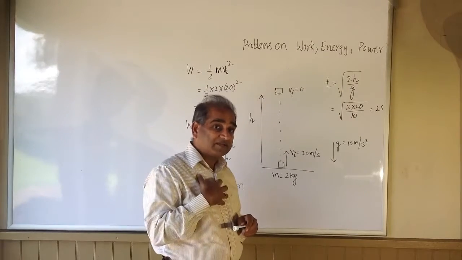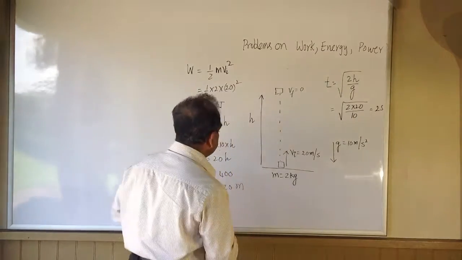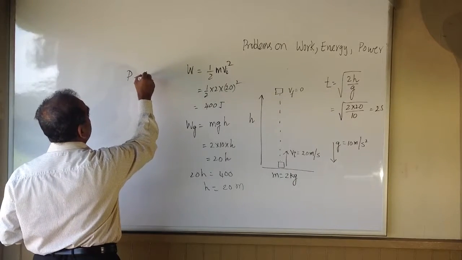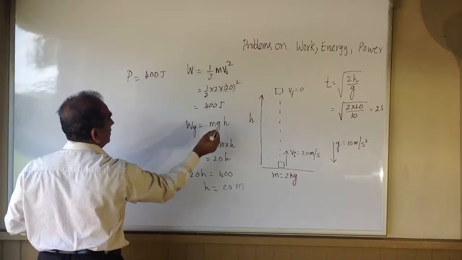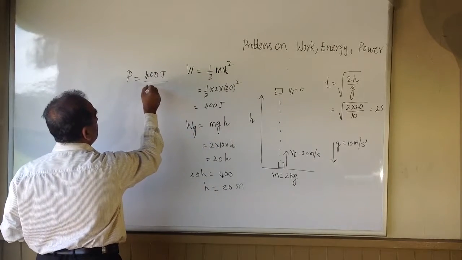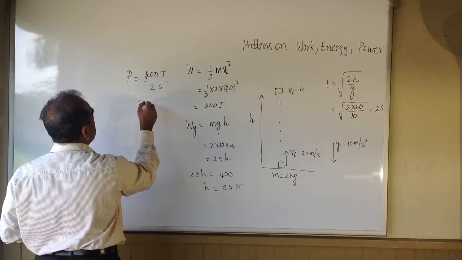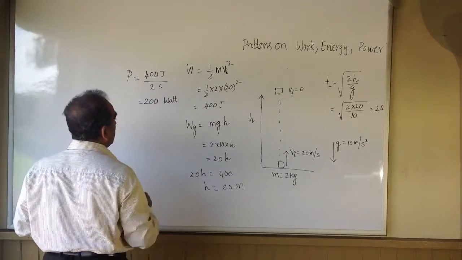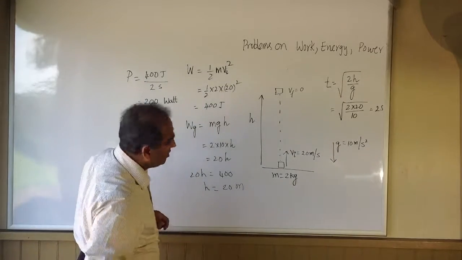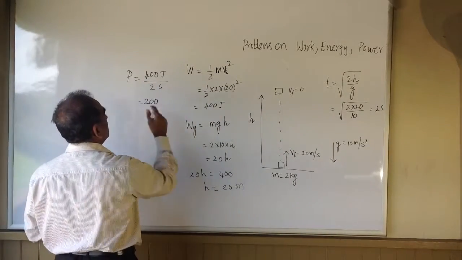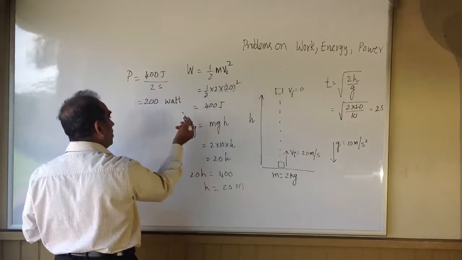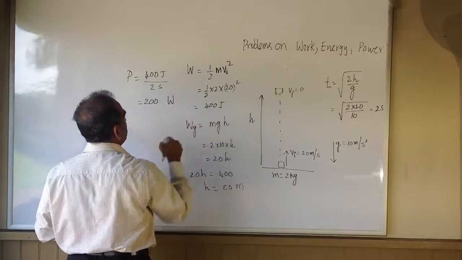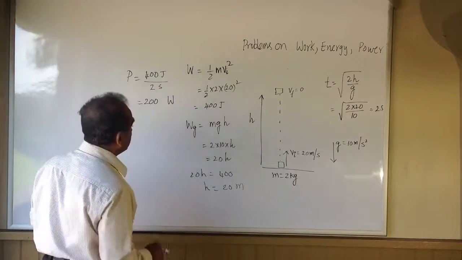So the power that I supplied is power equal to work done, which is 400 joules from here, over time taken. Time taken is 2 seconds. So which gives me 200 watt. And this you should write as small letters, that is watt, or you have to mention it as capital W, just like capital J. So this is the power that I did.